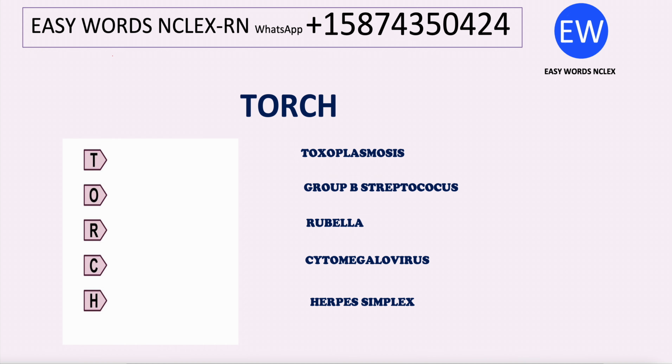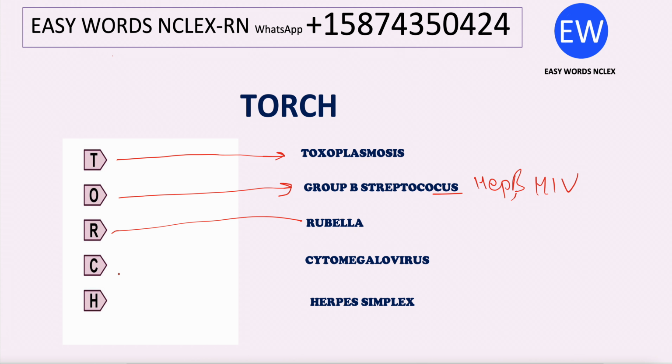We will be discussing TORCH infections during pregnancy. TORCH, the word itself, represents various diseases during pregnancy. So first of all, we have the letter T here. T is for toxoplasmosis. O is for other infections such as group B streptococcus infections, hepatitis B, or it could be HIV. R is for Rubella. C represents Cytomegalovirus. H is for Herpes Simplex.